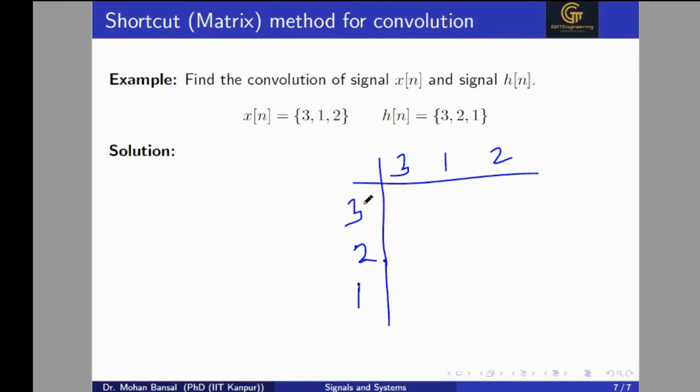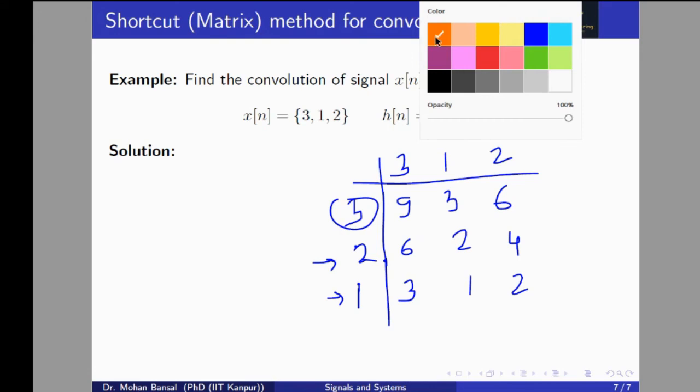Now multiply this element 3 with all the elements of x. So multiplying 3 into 3 will get 9. If we multiply 3 into 1, we'll get 3. If we multiply 3 into 2, we'll get 6. Now we multiply this 2 with all the 3 elements. So we'll get 2 into 3 is 6, 2 into 1 will be 2, and 2 into 2 is 4. Now we'll multiply 1 with 3, 1, 2. We'll get 3, 1, and 2. This is a shortcut trick. You can solve the problem within a minute or 2 minutes by using this trick.